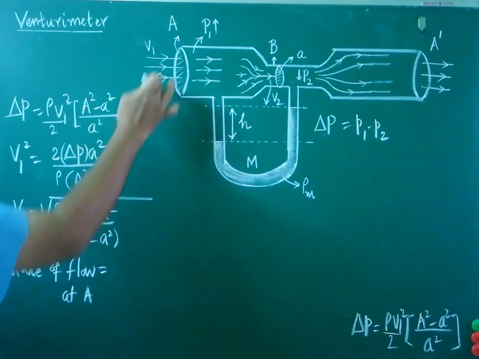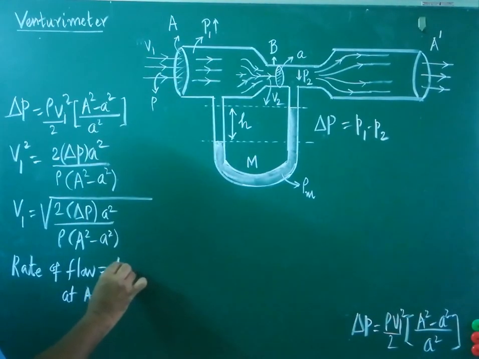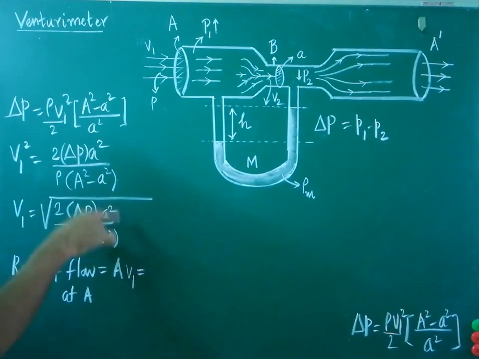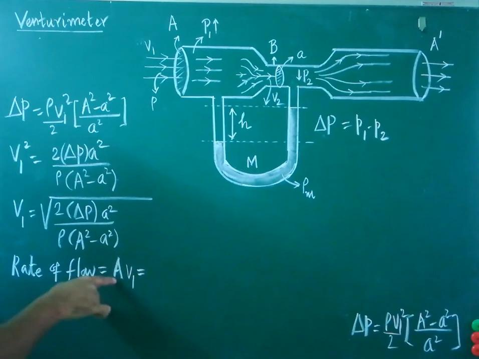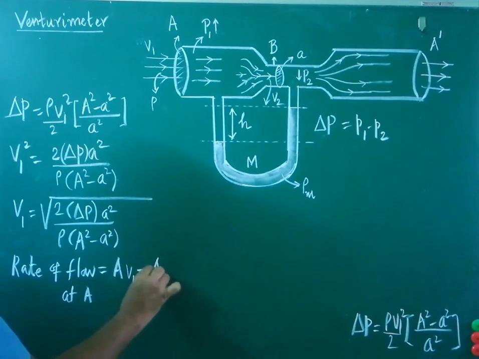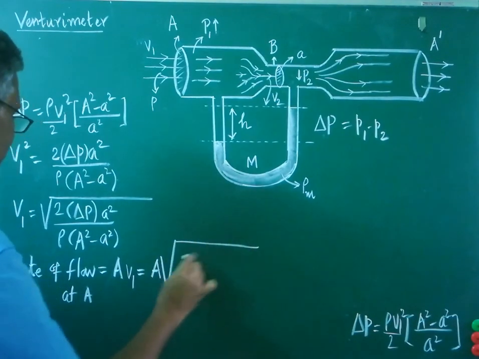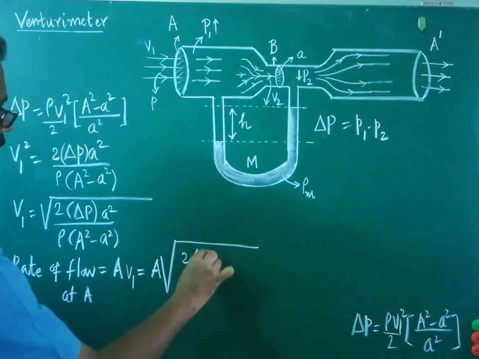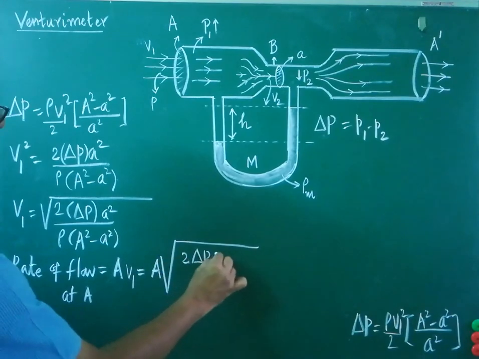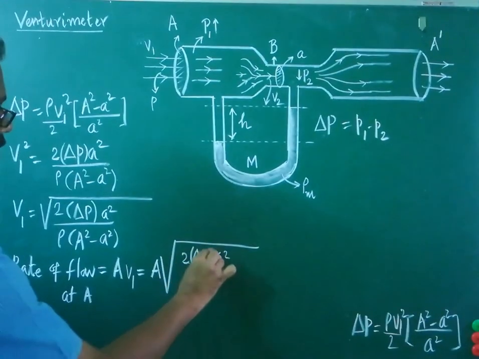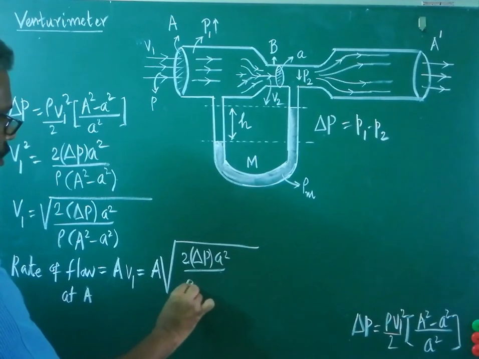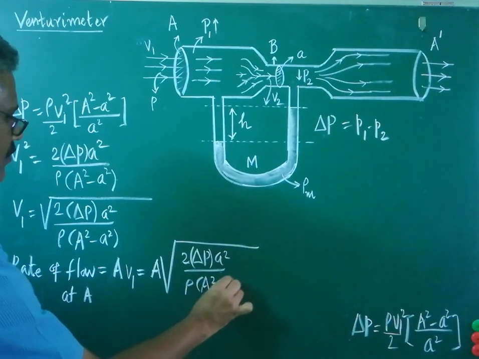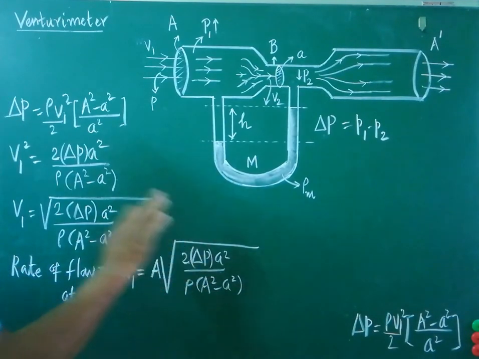The formula is area of cross section multiplied with the velocity V1. Already V1 is there. The remaining thing is A. Just simply multiply this entire factor by A. A into square root of 2 del P A square, whole divided by rho, A square minus small a square. So this is the expression.